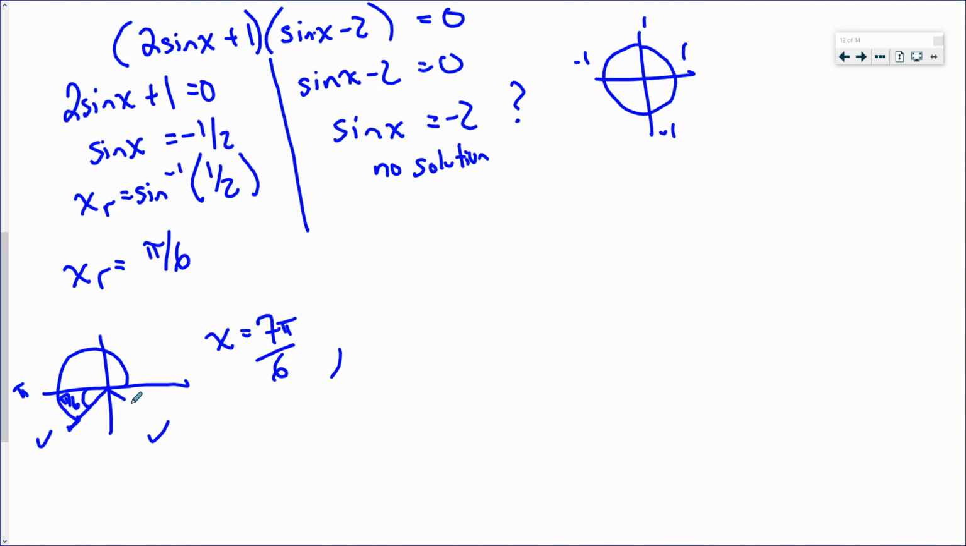There's one answer, and then over here, you're going to have the same scenario, except this is 2 pi, and you're rotating all the way around. So you're going to go 2 pi, subtract pi/6, and you're going to get 11 pi/6, and there's your two solutions. Yay! Guys, we did it.